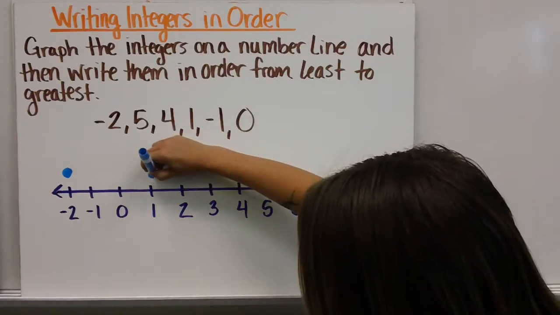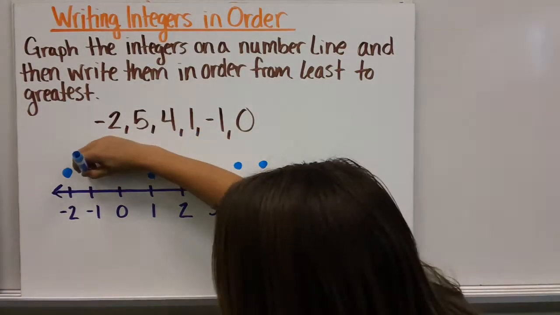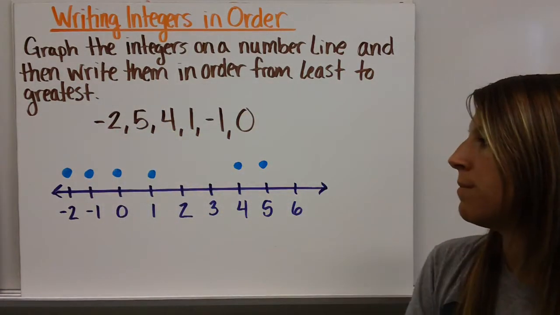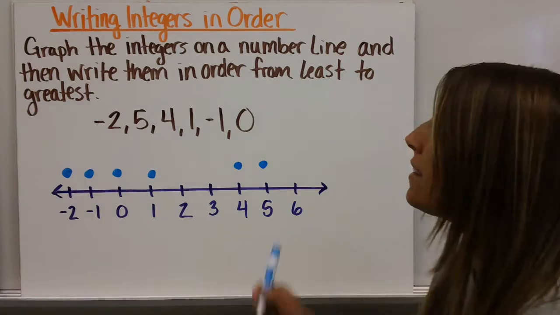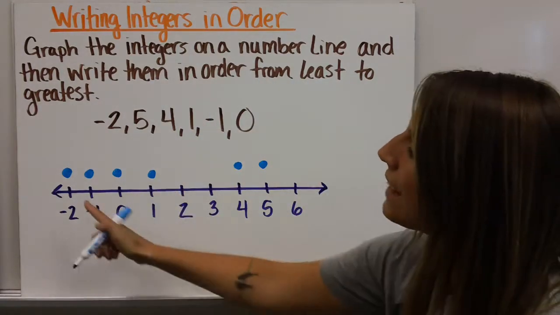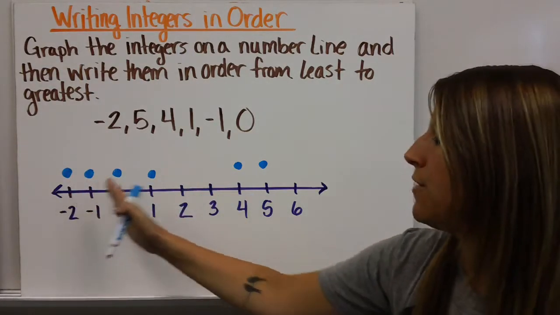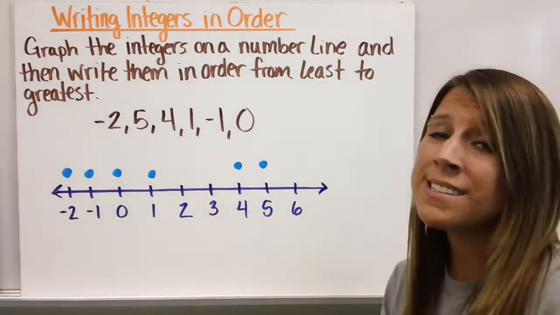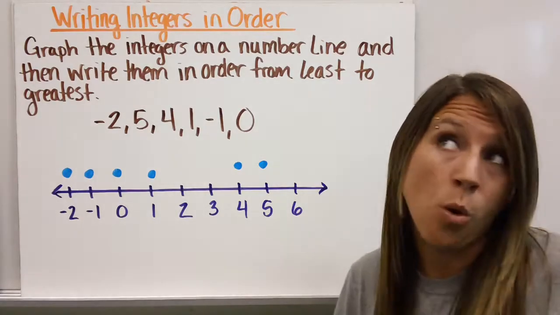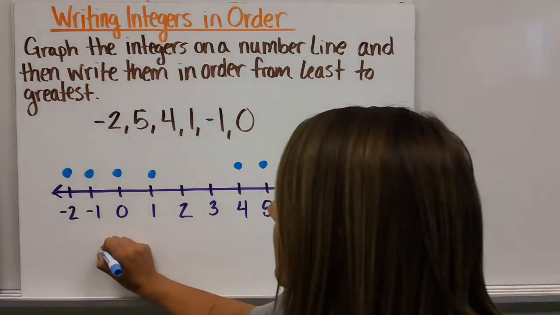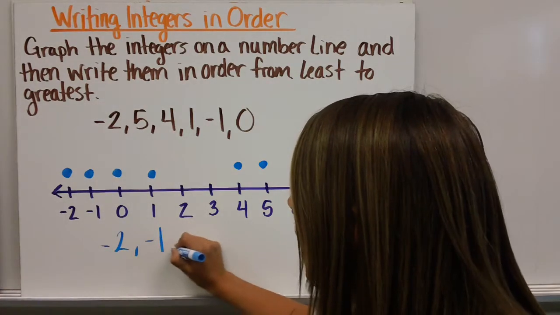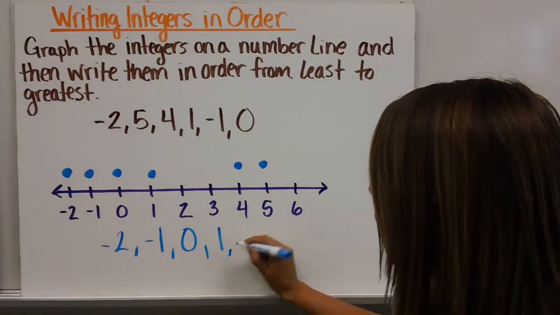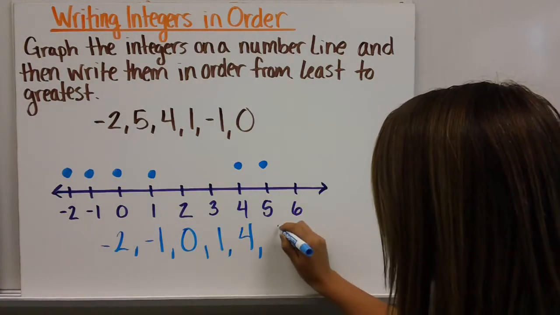1, -1, and 0. Remember, 0 is an integer. So now my task is to write the numbers in order from least to greatest. I can simply look at the dots from left to right that I graphed on the number line and write down those integers in that order. Because they are placed on the number line, I know that they're already in order. So my first integer is -2, then -1, then 0, 1, 4, and 5.